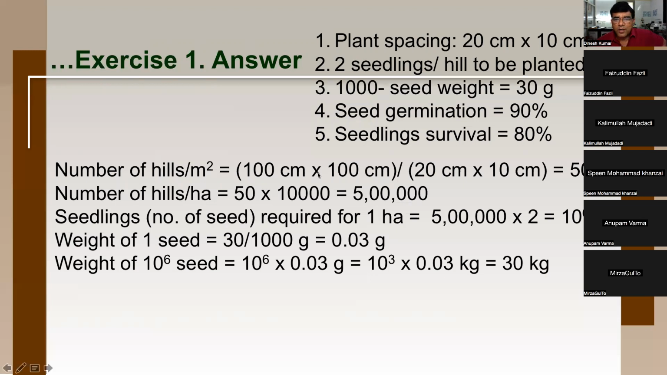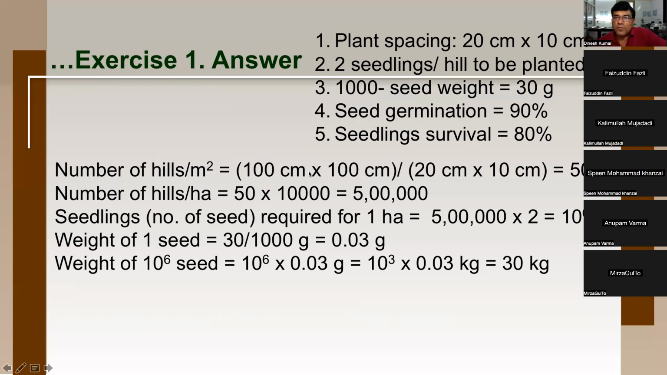Okay. So actually this is 100 meter into 100 meter. Here this is number of hills per meter square. In 1 meter square, how many hills will be needed? Not in 10,000 meter square. Okay, this is a very simple calculation. So here 1 meter square means 100 centimeter into 100 centimeter, and divided by 20 into 10. To make the calculation simple, I did it.